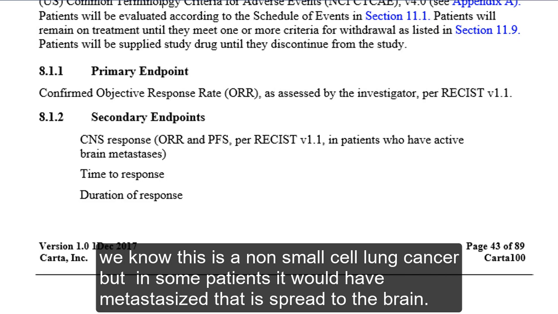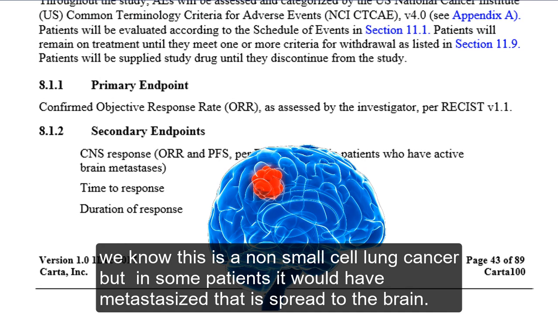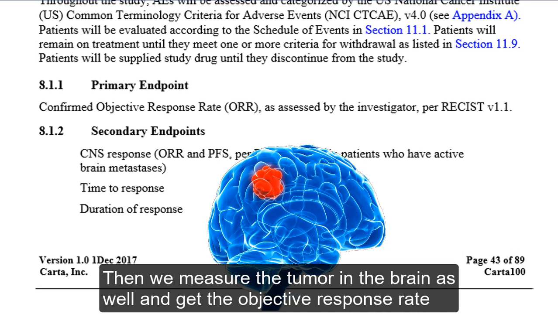So that is when this is a small lung cancer, but then in some patients it would have metastasized, that means spread to the brain. Then we measure the tumor in the brain as well and get objective response rate.